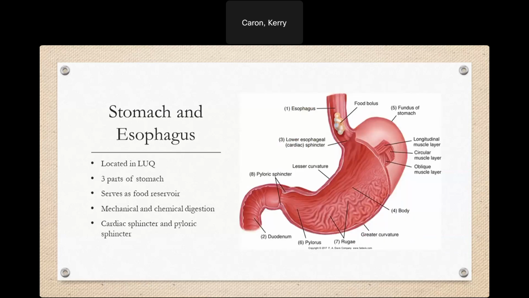From the mouth, food goes from the pharynx in the throat to the esophagus and down through the lower esophageal or cardiac sphincter into the stomach. And there are three parts of the stomach. We have the fundus of the stomach, the body of the stomach, and the pylorus. And again, we have physical or mechanical, but also chemical digestion. Two sphincters here, the cardiac sphincter and the pylorus.